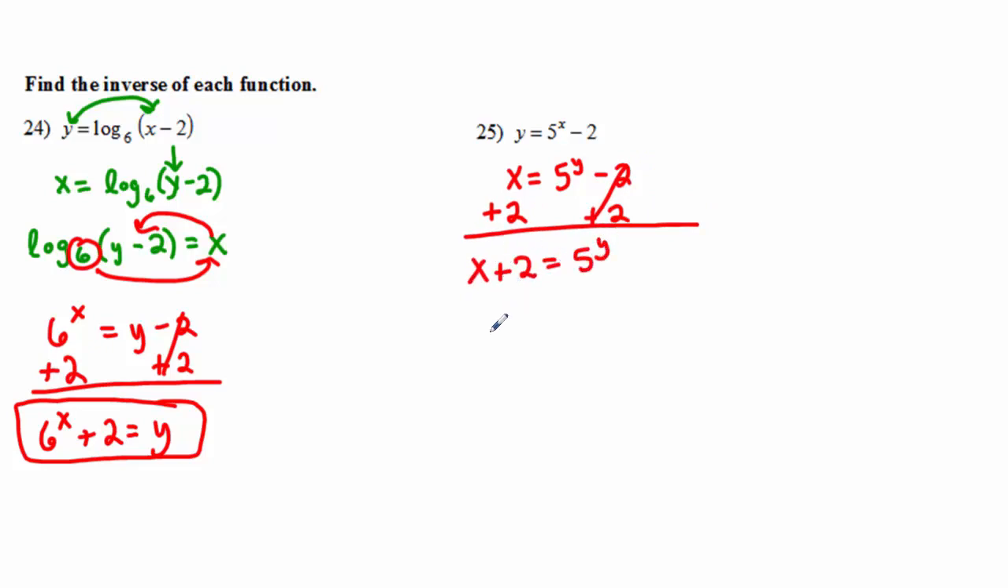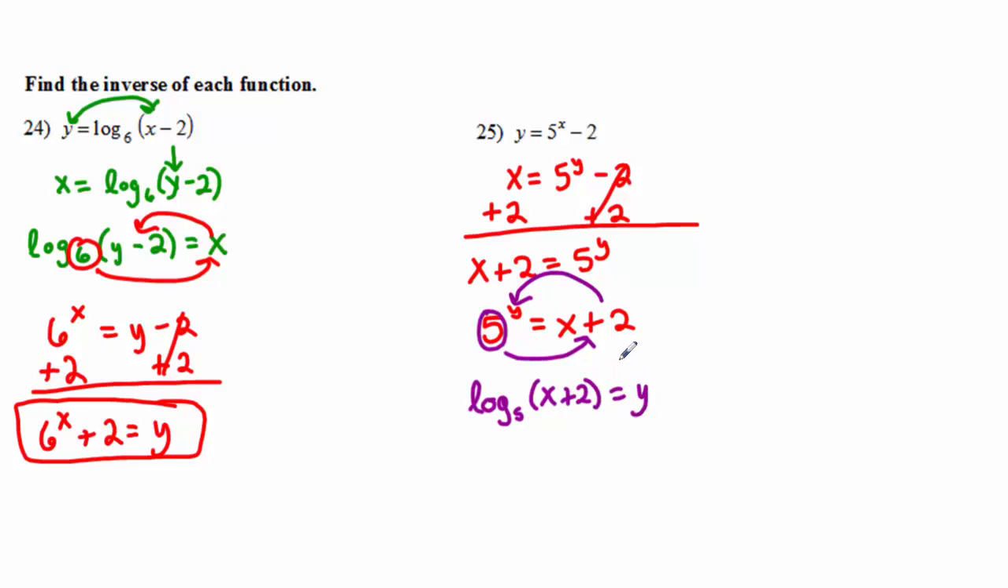And again, you might want to just switch it around so that you have 5 to the y equals x plus 2, because that might make it seem more like the problems we've done. This is our base for our logarithm. This is the next part, which we're going to put in parentheses, x plus 2, and it equals y. And so that's our chapter 8.1 to 8.4 review.